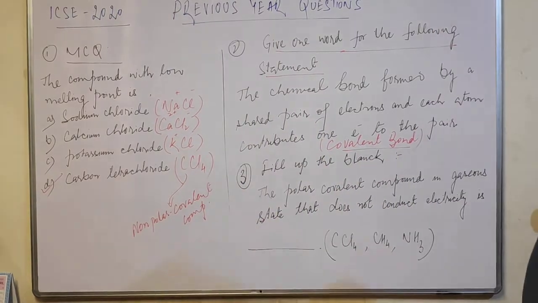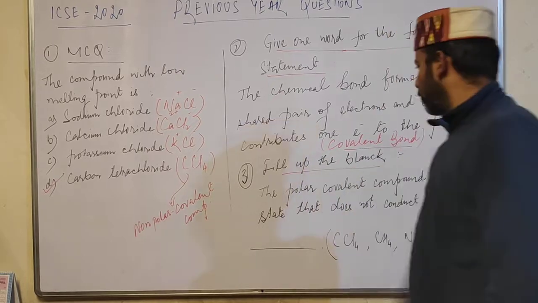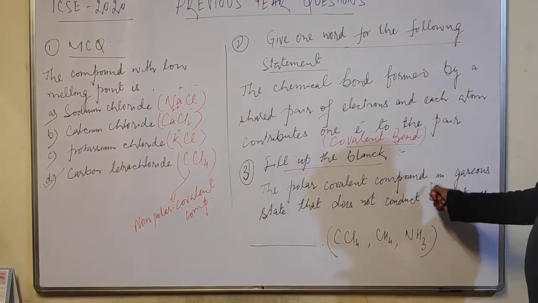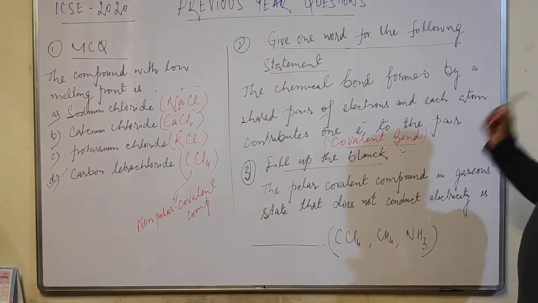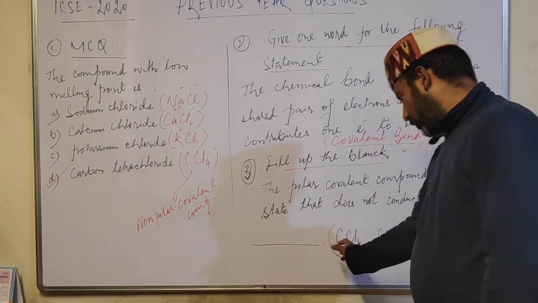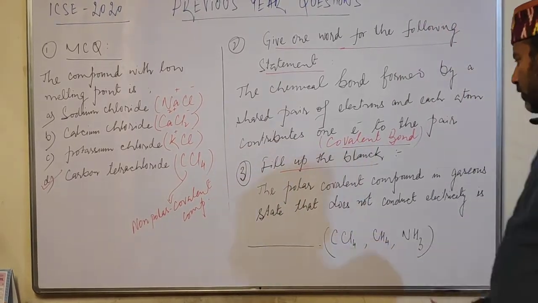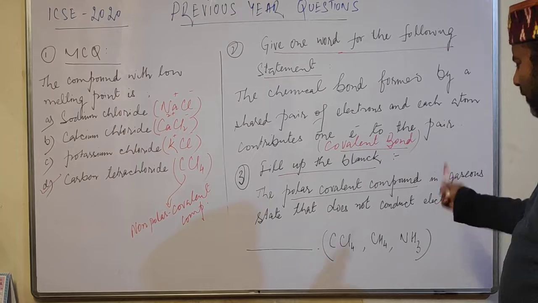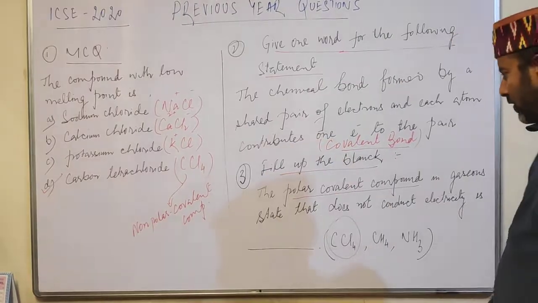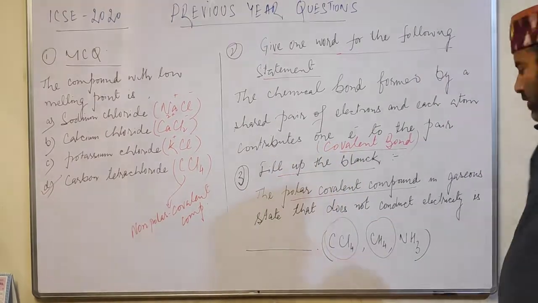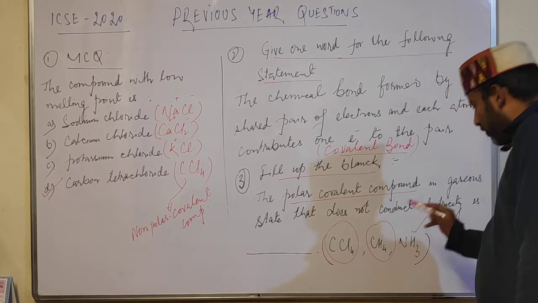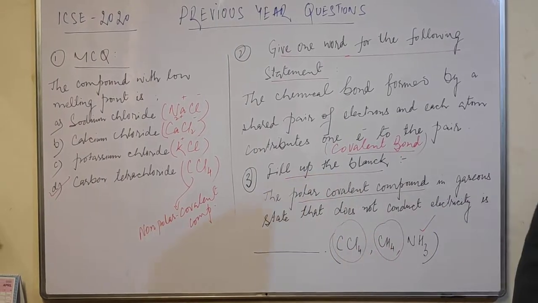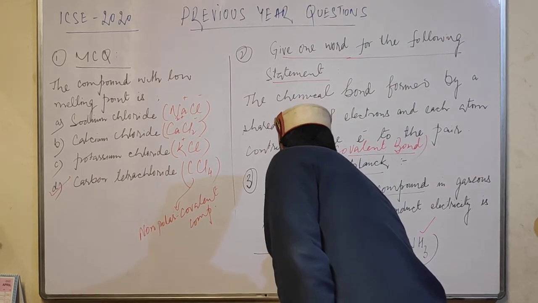Now the next question which was asked was that students were required to fill up a blank. Now the statement is, the polar covalent compound in gaseous state that does not conduct electricity is. Students, three compounds were given, and we have to select the one which is a polar covalent compound and does not conduct electricity in gaseous state. So students, let me tell you, CCl4 is a non-polar compound being symmetrical. Methane is also a non-polar compound. Ammonia, we have learned that ammonia is a polar covalent compound, and polar covalent compounds conduct electricity only in aqueous solution. So the correct answer is ammonia.